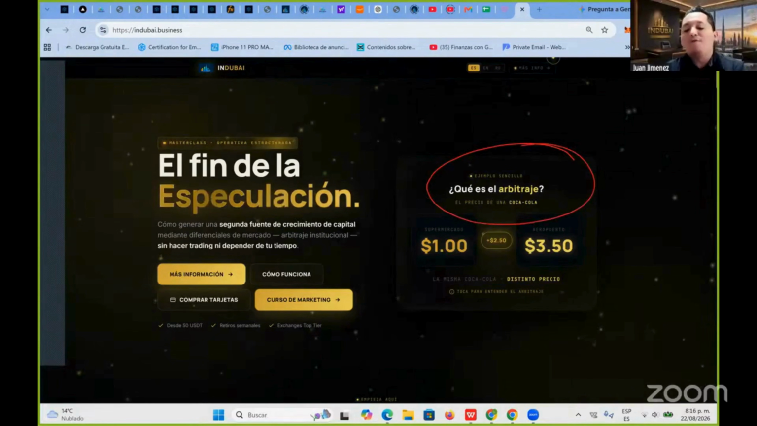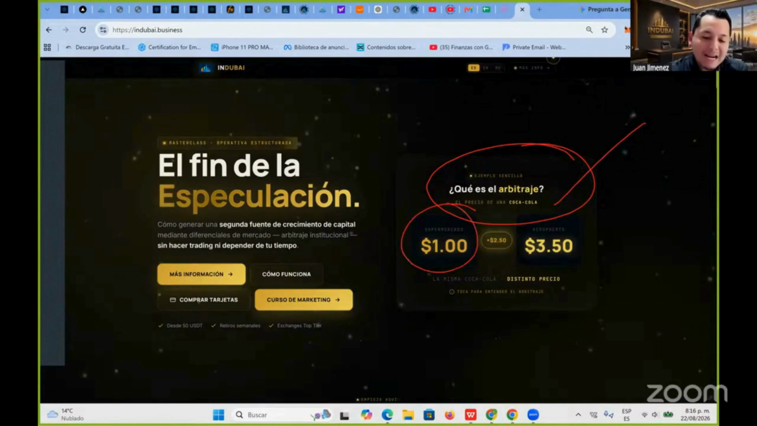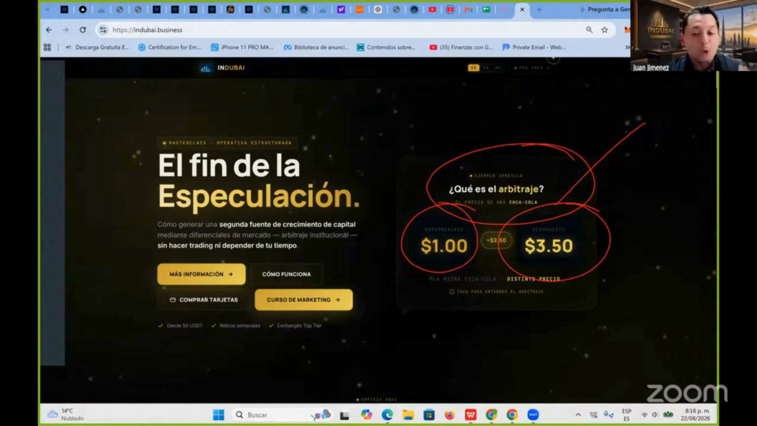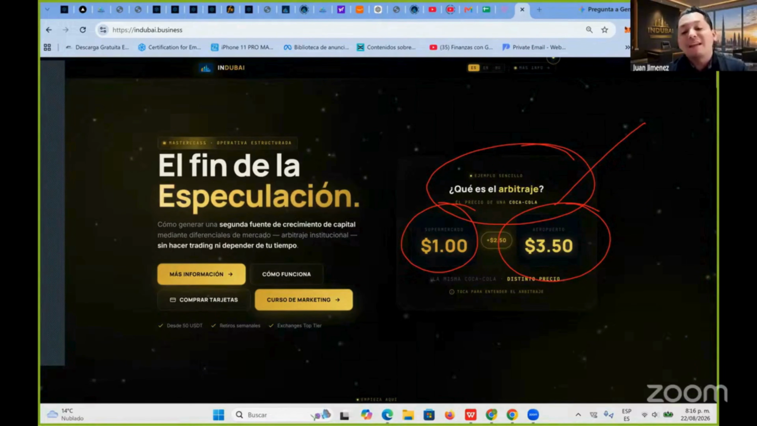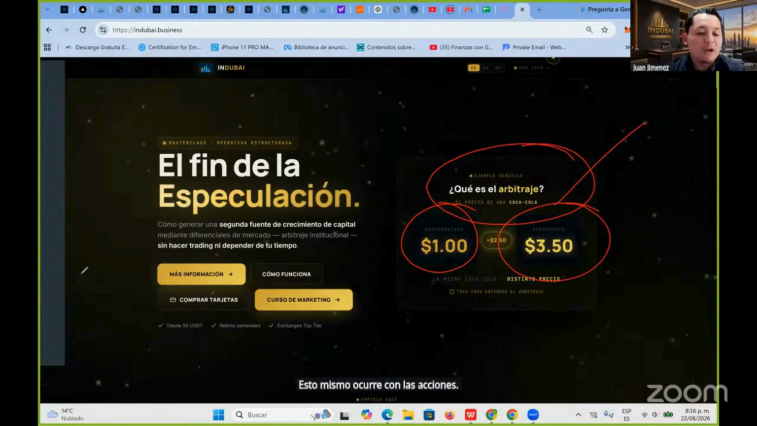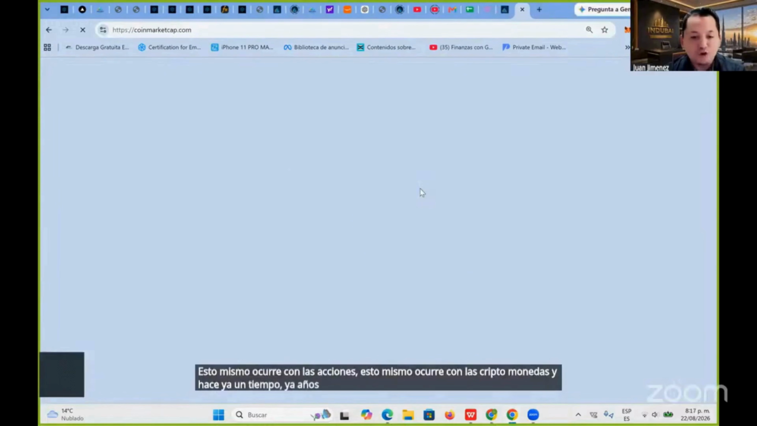An easy and simple example to understand arbitrage is the following. If you were to buy a Coca-Cola at the supermarket, it would cost $1, but if you buy it at the airport, it would cost $3.5. The same product has a different value based on positioning, based on location, based on supply and demand. Well, the same thing happens with assets, the same thing happens with stocks, the same thing happens with cryptocurrencies. And some time ago, years ago, we realized this.